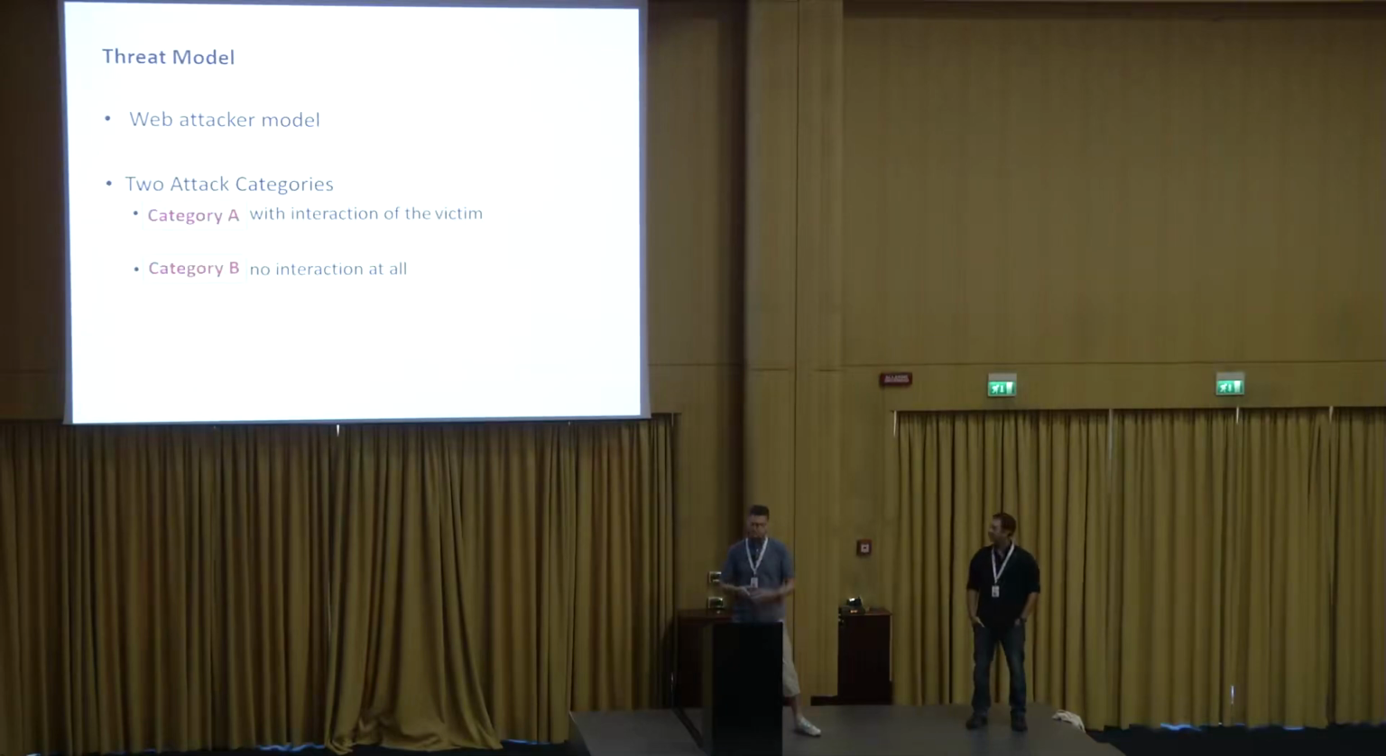Okay, and we will categorize the attacks that we show in two parts. We have category A attacks, which means that some interaction of the victim is needed. For example, the victim has to click on some link. Or we have category B attacks, which means there is no interaction at all. If such an attack works, the victim does not get notified that there was an attack. We can simply steal his identity, we can log in with his identity, and the victim cannot do anything against it.